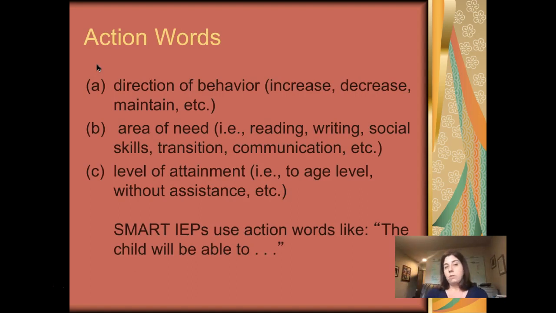It's going to use action words in relation to direction of behavior, area of need, and level of attainment. So are you trying to increase, decrease, or maintain a behavior? What is the area of need? Reading, writing, there are many different things. What's the level of achievement? Are you trying to get them to an age level, a reading skill level, or to do something without assistance, things like that? And SMART IEPs use action words like "the child will be able to." Those are action words.